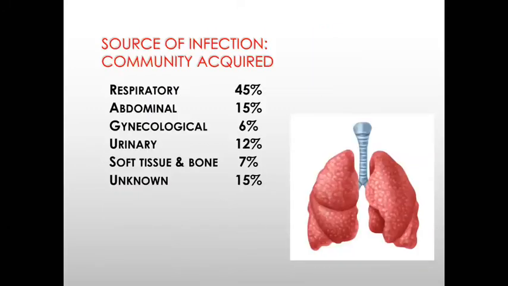Now, where does sepsis come from? So in the community, the most common source of sepsis is the lungs. The lungs are our weakest point from an infection point of view. And then going down the list, the next most common source is an abdominal infection, say from a perforated viscus. And recognizing where the source of sepsis is important because it helps you choose your empiric antibiotic.